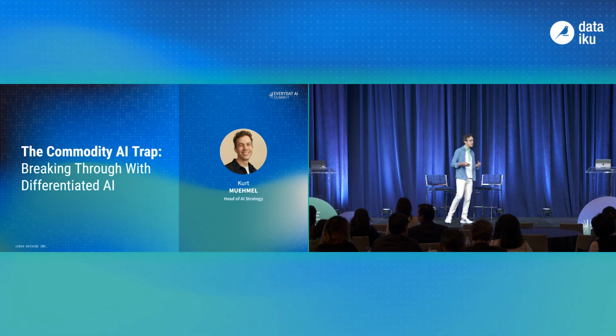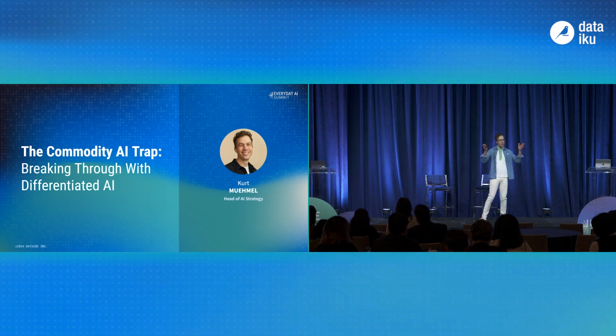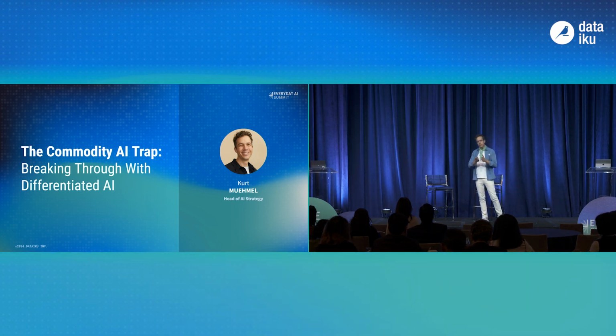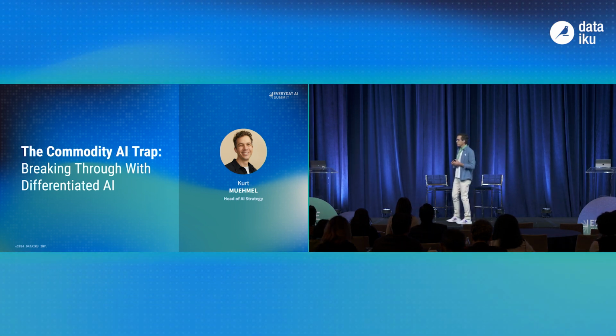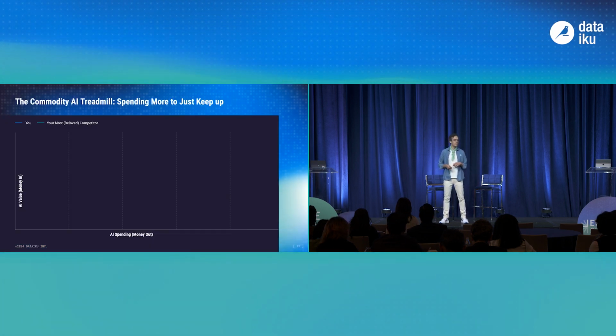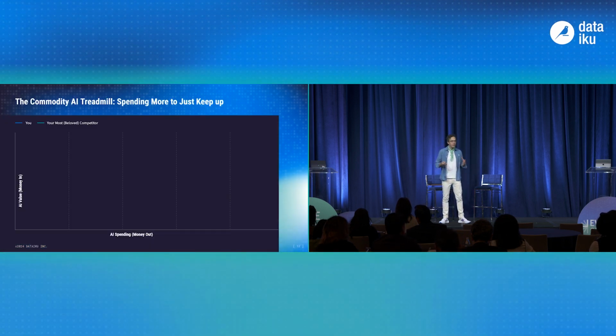So over the course of this talk, I'm going to start pretty wide, and then we're going to go very, very narrow, very, very deep, but then we're going to widen it out at the end. So let's get started. What do I mean by commodity AI? Well, it's very simple, right?